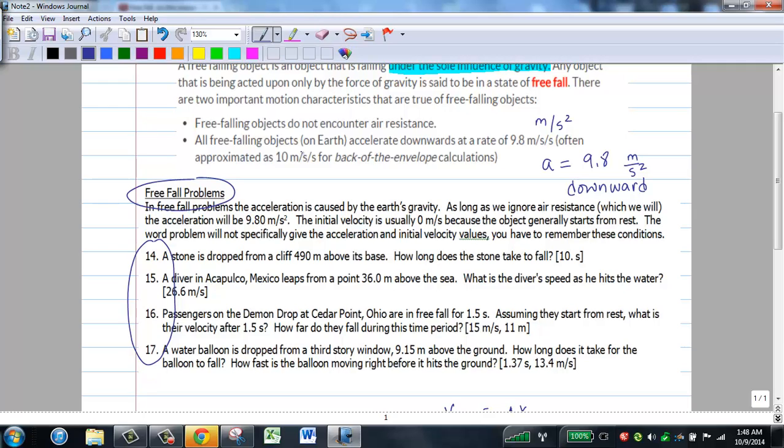Sometimes it will be convenient for us to approximate the value 9.8 and only give it one significant figure because it's so close to 10, and 10 is such an easy number to do math with. It's easy to add 10 or subtract 10, multiply by 10, divide by 10. You won't be doing that in your free fall problems on Motion Worksheet 3.